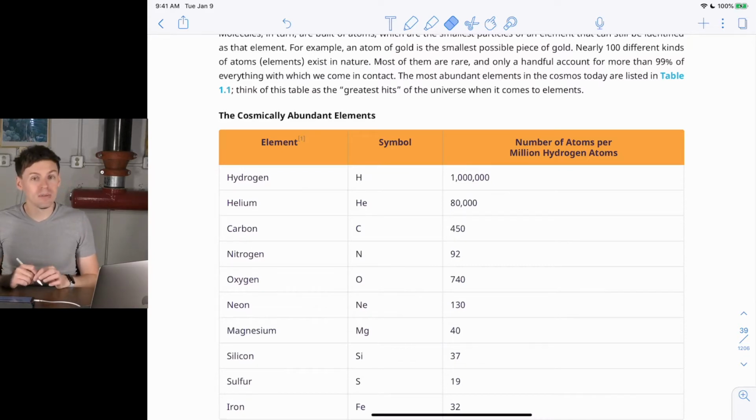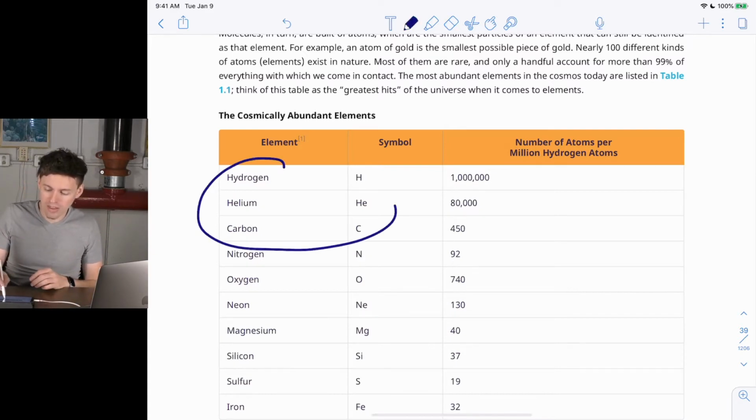Okay, then you have helium. That's the next most common element. So stars are made out of hydrogen. When hydrogen burns, it creates helium. So stars are burning and producing helium. When helium burns, it produces carbon.